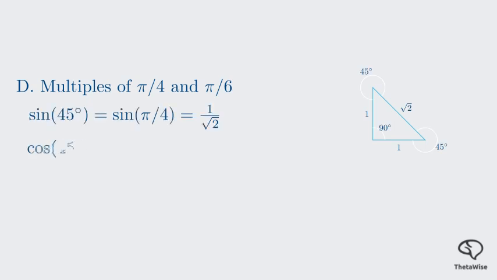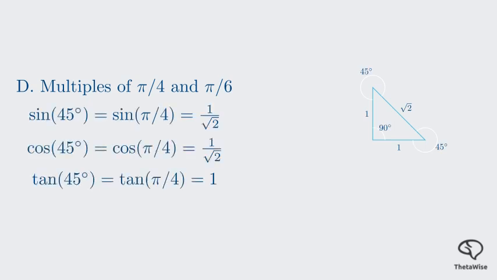From this triangle, we can see that sine of 45 degrees, or sine of π over 4, is opposite over hypotenuse, which is 1 over root 2. Cosine of 45 degrees is adjacent over hypotenuse, also 1 over root 2. And tangent of 45 degrees is opposite over adjacent, which is 1 over 1, or 1.